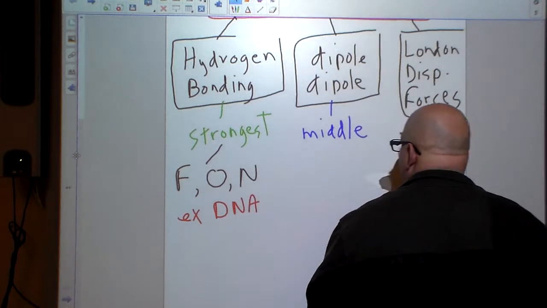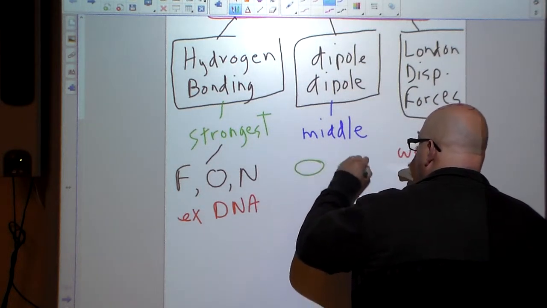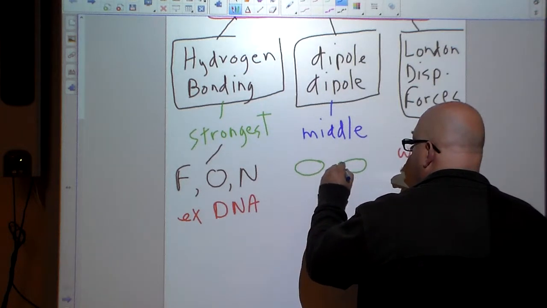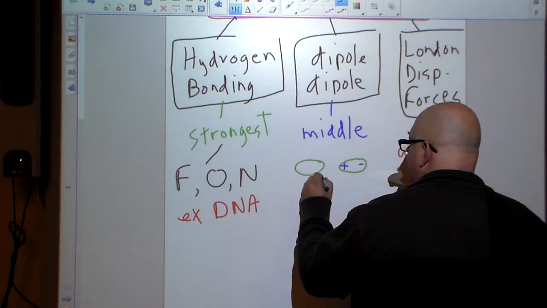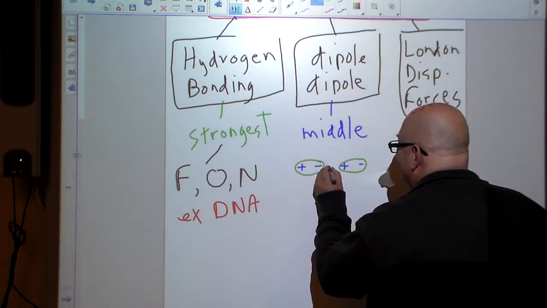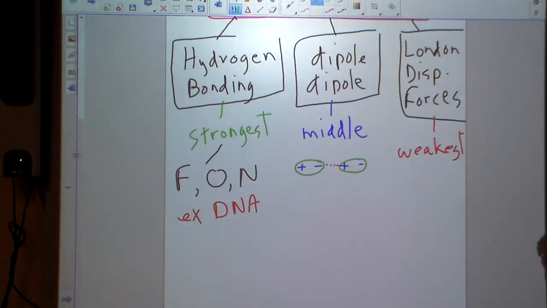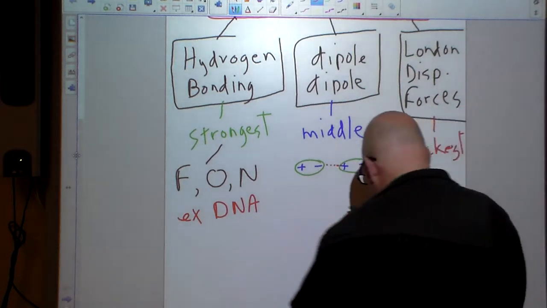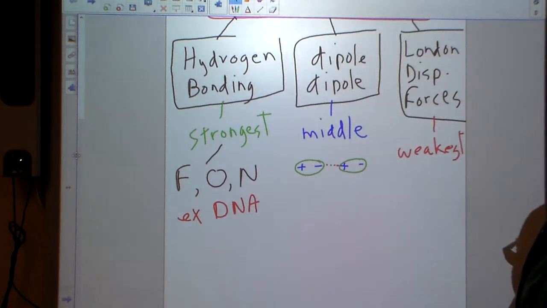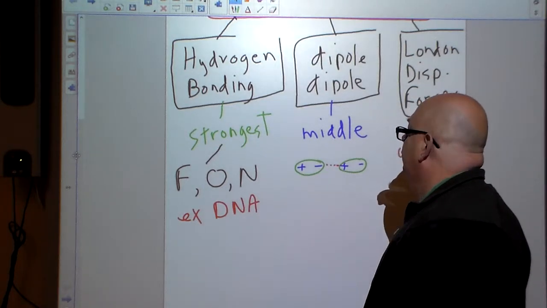Dipole-dipole, on the other hand, requires that you have a positive and a negative that are attracted to each other. So here's our positive, negative, negative, positive. This is the dipole-dipole. That's what it is. And typically, we will find this in polar molecules. That's pretty much a dipole-dipole thing. Great for polar molecules.